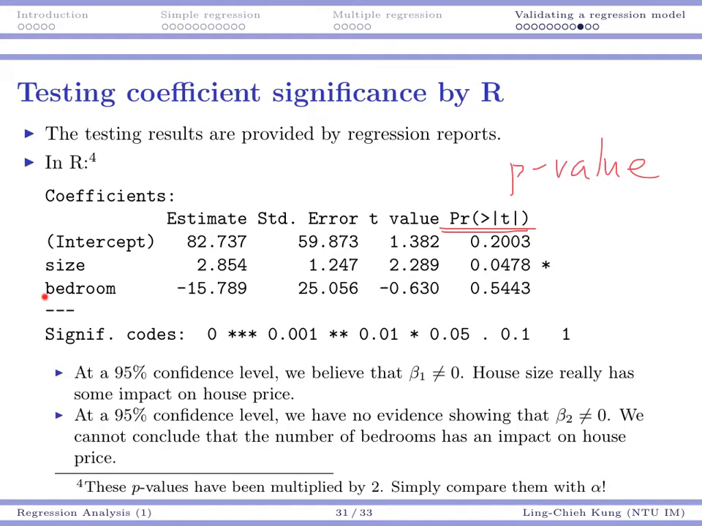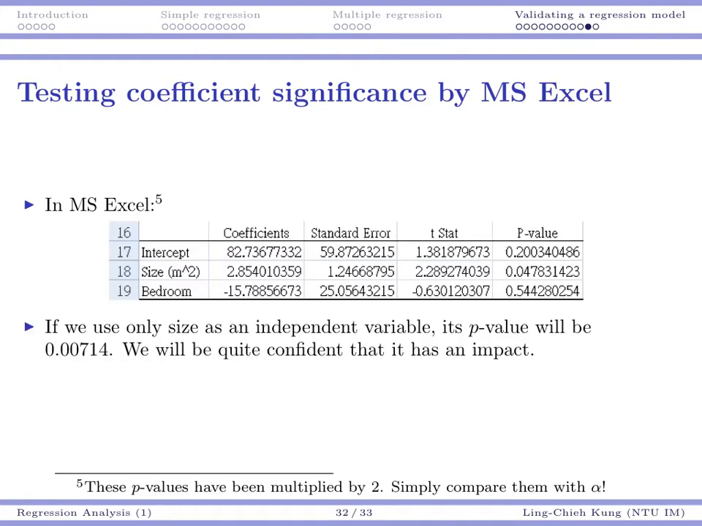But interestingly, for bedroom, you see the p-value is so large. So we cannot reject H0. There is no conclusion we can make about it. We have no evidence to say that bedroom really has an impact. So when we see such a large p-value, it is again suggesting us to remove the variable bedroom from our regression model. This particular number is suggesting us that bedroom is useless in our model.